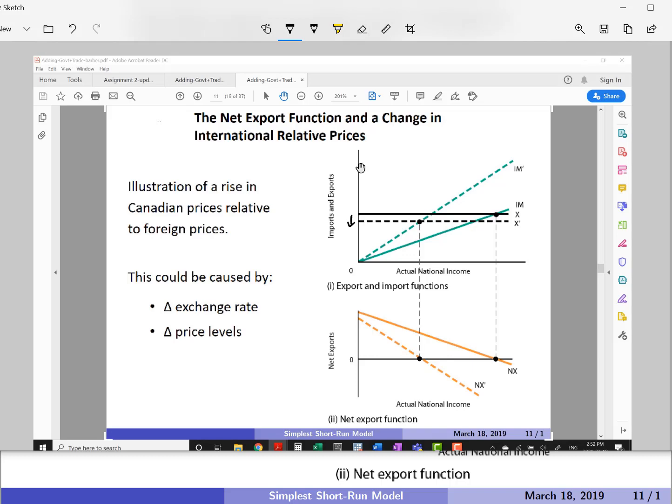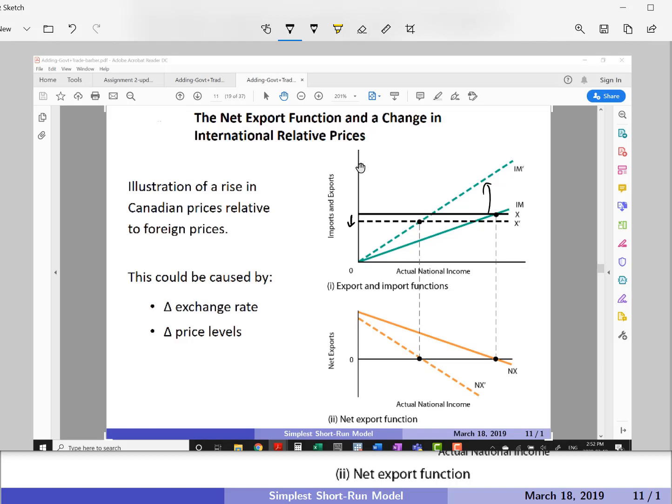At the same time, because Canadian goods are becoming relatively more expensive than they were before, because Canadian prices have gone up, we're more likely to want to import foreign goods. So this whole import function is rotating up, and that's because m is getting larger. This import function is getting steeper, because remember, the small m is our marginal propensity to import.